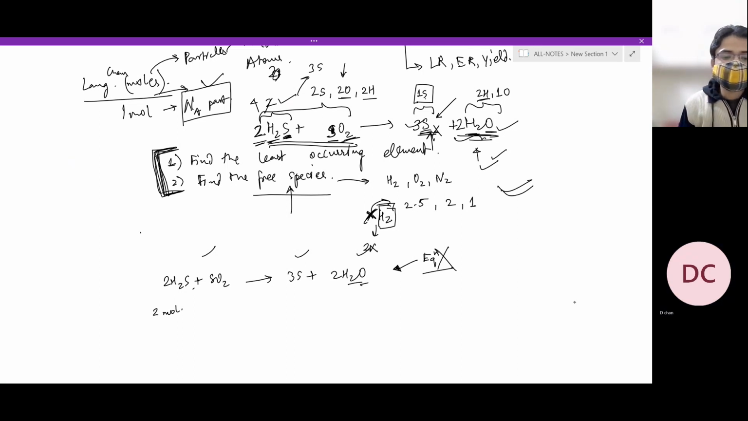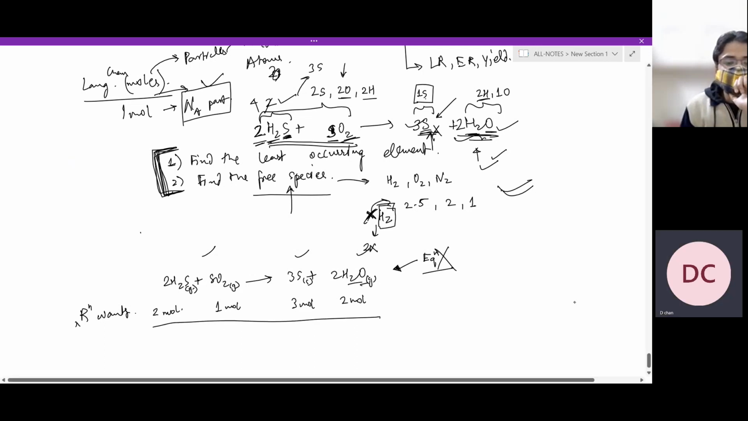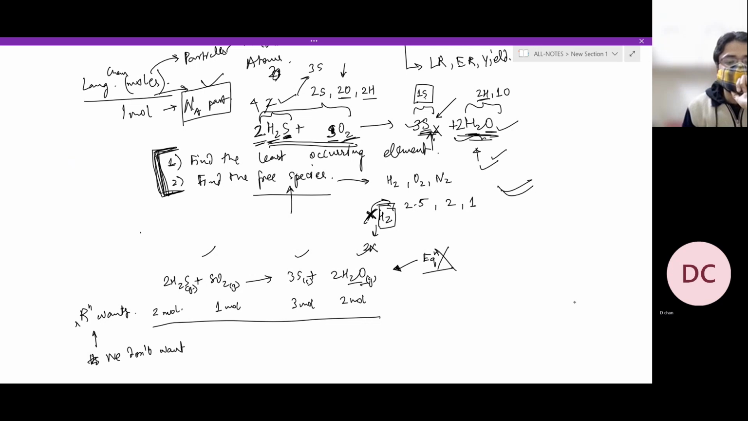Don't worry. So here you have 2 moles of H2S reacting with a single mole of SO2 to give 3 moles of sulfur and 2 moles of water vapor. This is gaseous, this is solid, this is gaseous, this is gaseous, okay? Now, this is what the reaction wants. The reaction wants to proceed like this. But it is obviously not necessary for us to listen to the reaction, right? We don't want this, maybe. The reaction wants this, but we don't want this.